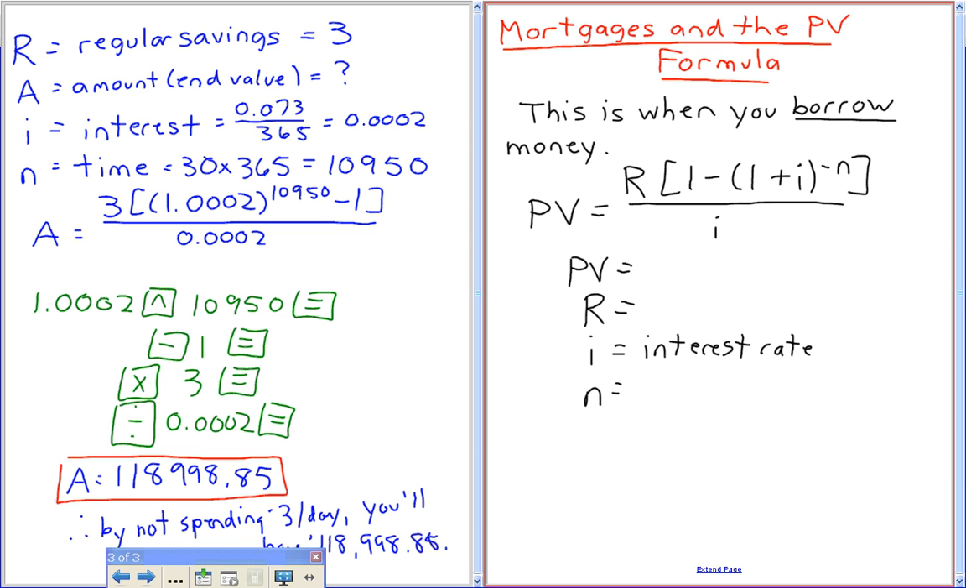Ivan, can you tell me what R means, please? Yeah, okay, so this is going to be your regular amount. I'll call it the regular payment. So when the question says Mr. Sadler pays $10,000 a month for something, that's going to be the R, the regular payment.